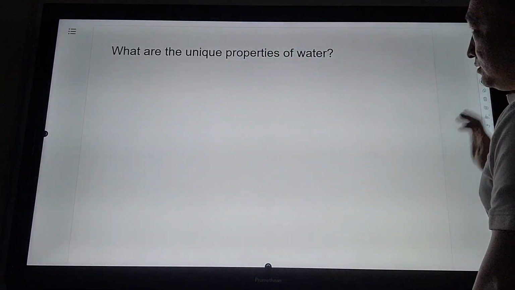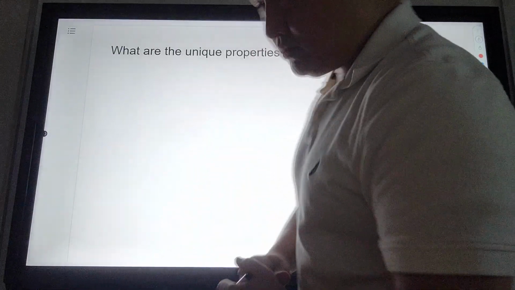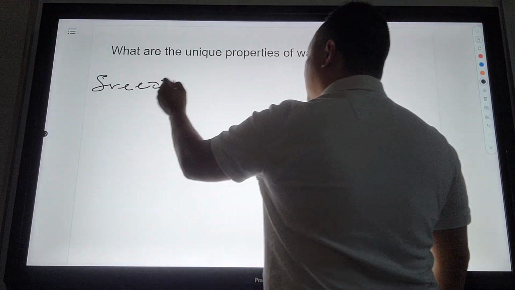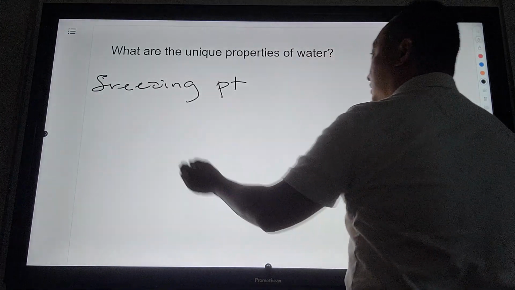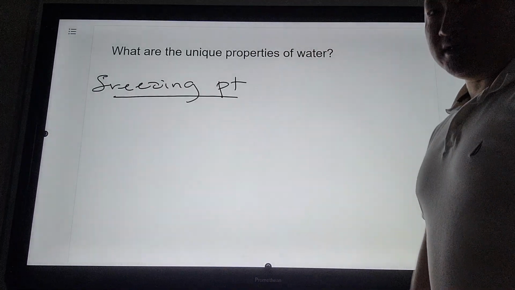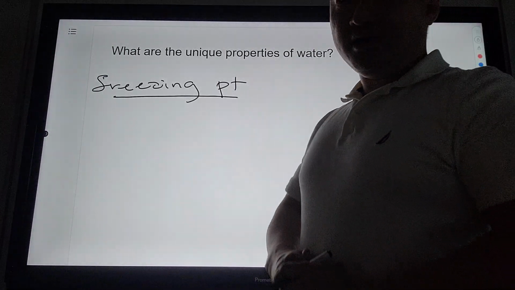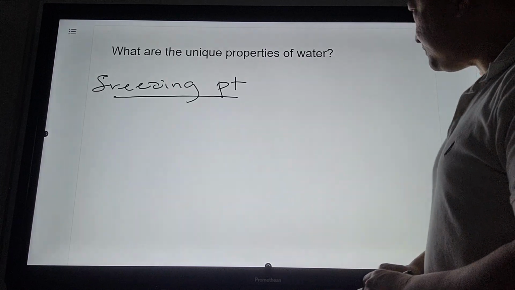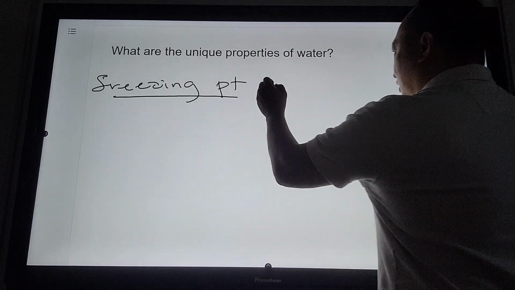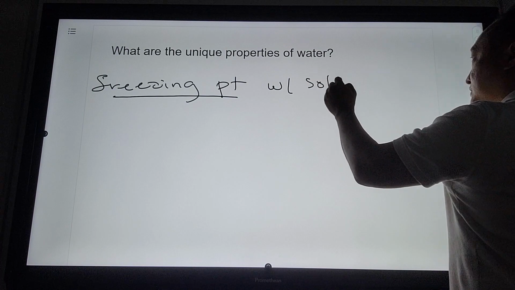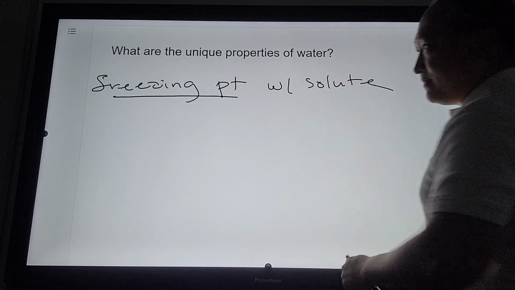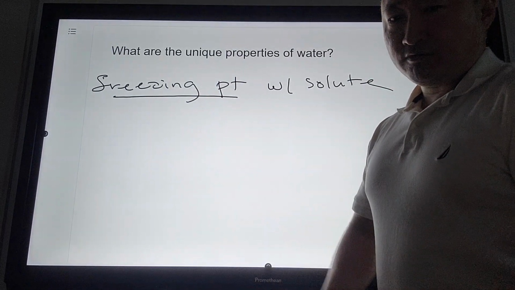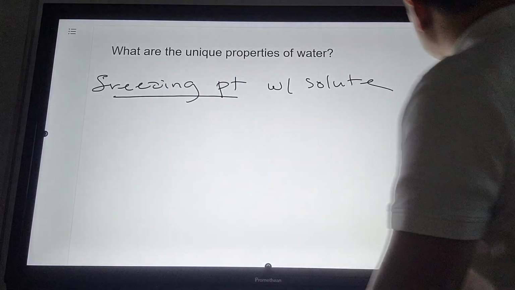So we have one more to go, and this is called the freezing point. The water's freezing point. It's actually boiling point as well, but on tests we are only ever tested on the freezing point property of water with a solute. A solute is something that dissolves in water, like sugar or salt. As we went over earlier, a lot of things dissolve in water.